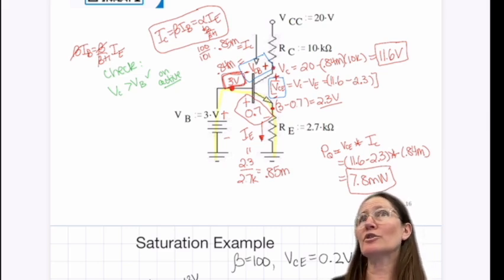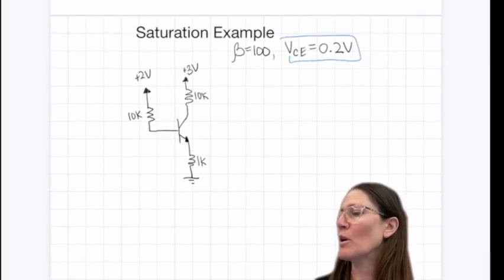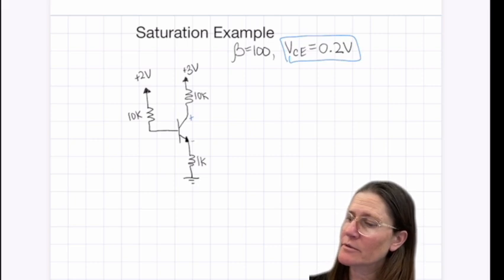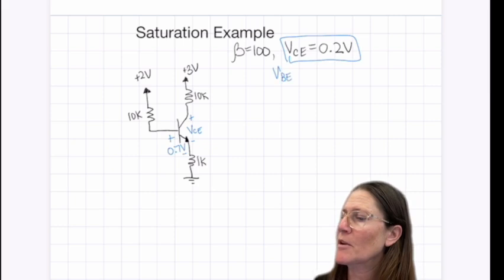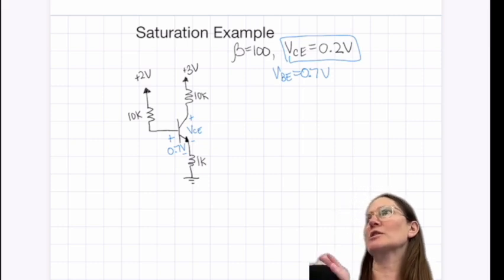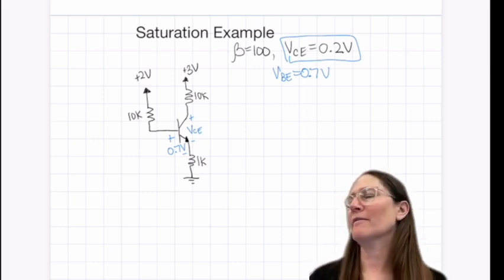In saturation mode, we do know, we're assuming that we have this drop of 0.2 across here. With it being on, we also make the assumption that VBE equals 0.7. So then we use that information to take the loop through VCE. Does that make more sense? Okay. Yeah. Okay, great.